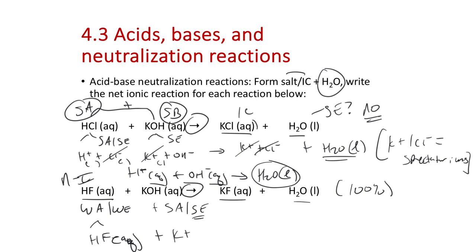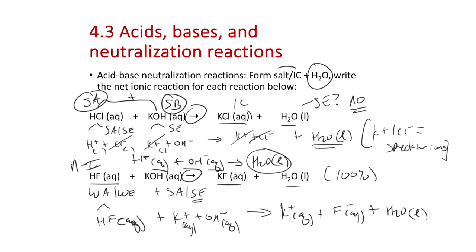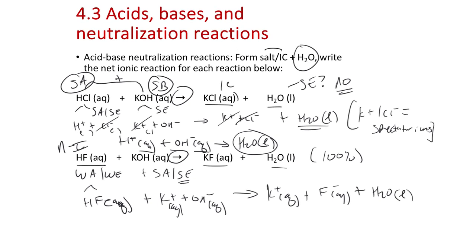Then I can write K plus hydroxide ion. I'll throw the AQs in there. Then we get K plus AQ plus F minus AQ. And then water liquid still, because water's still not a strong electrolyte. So I only dissociate in the reaction the strong electrolytes.